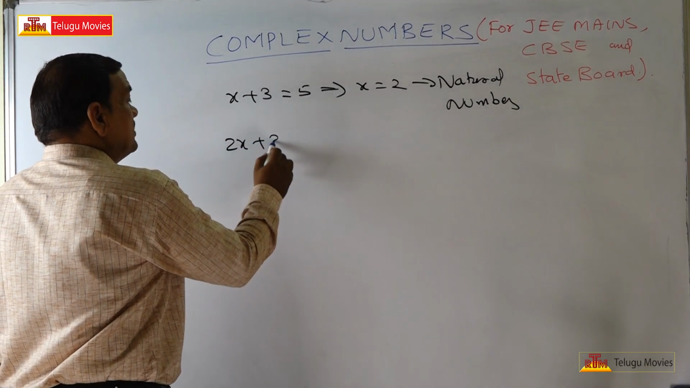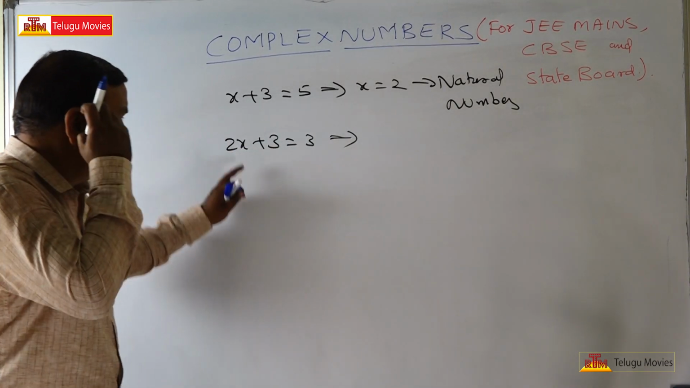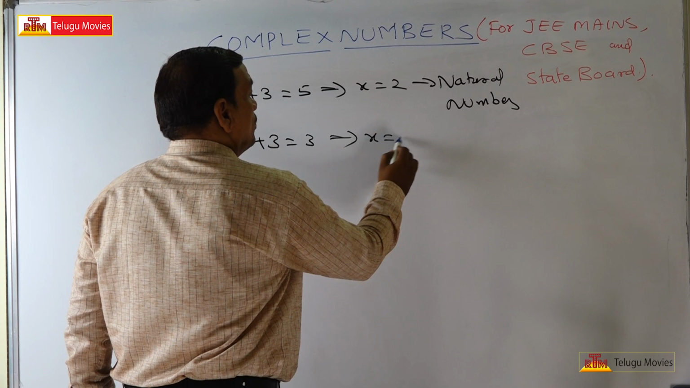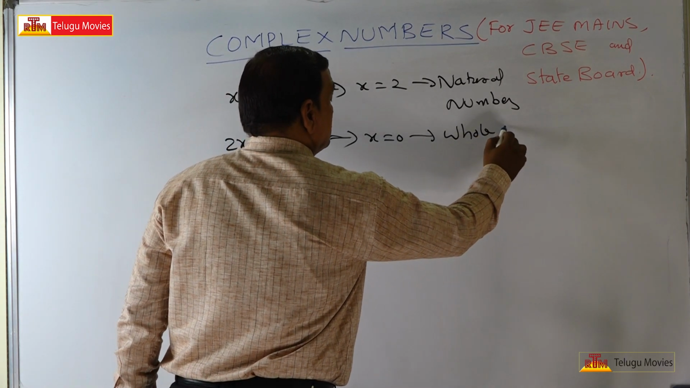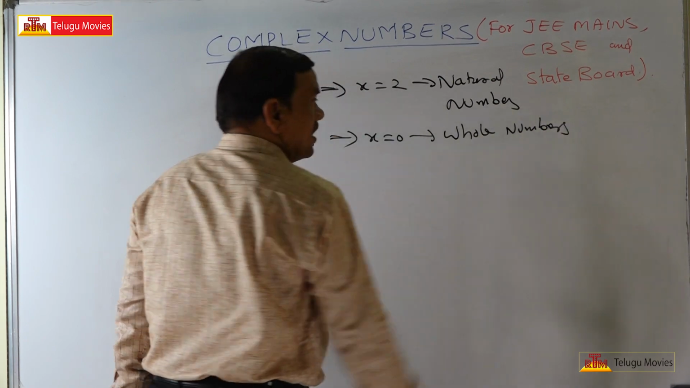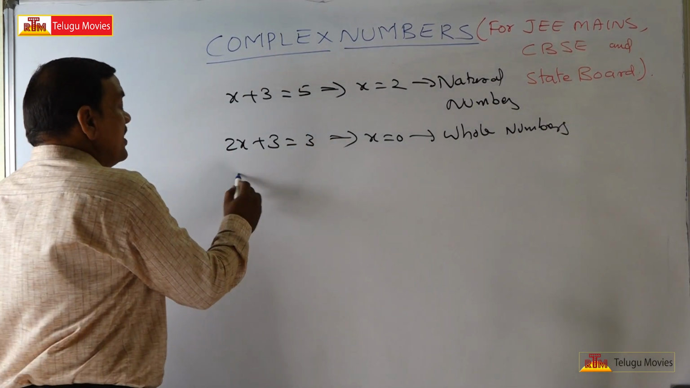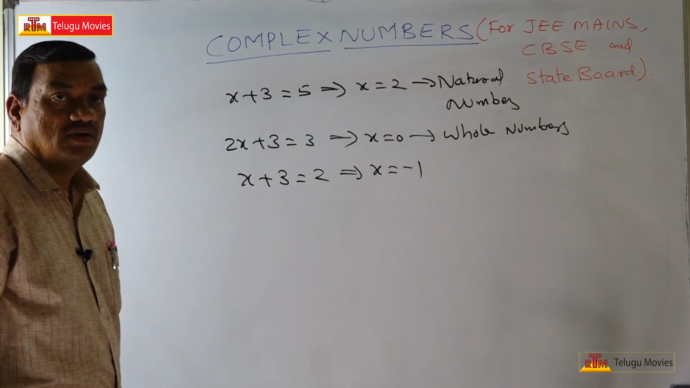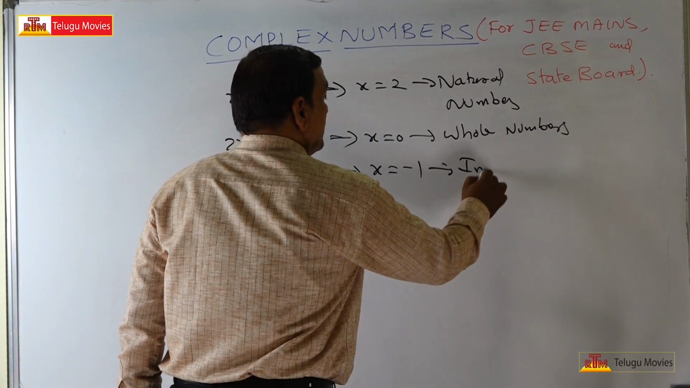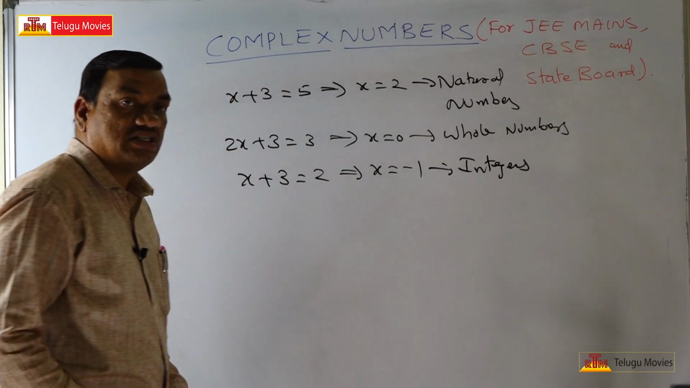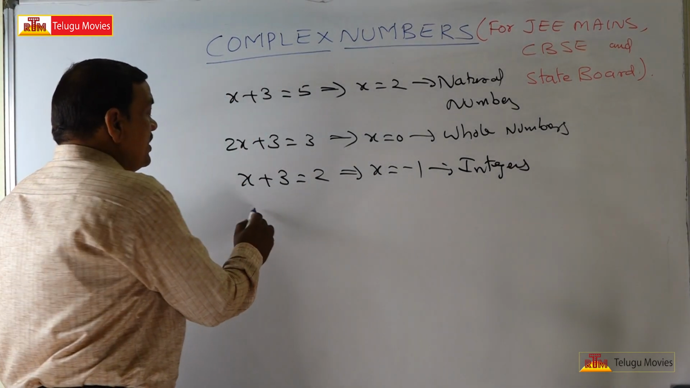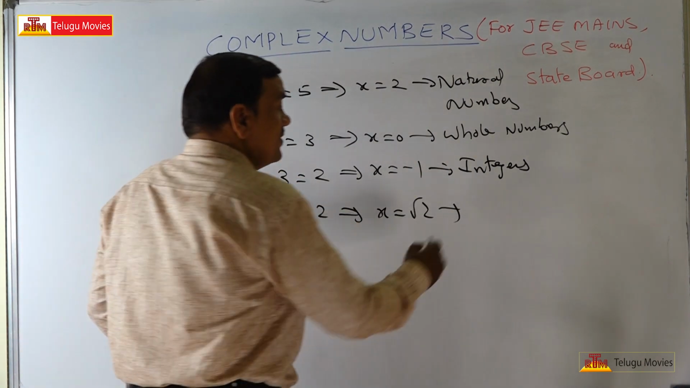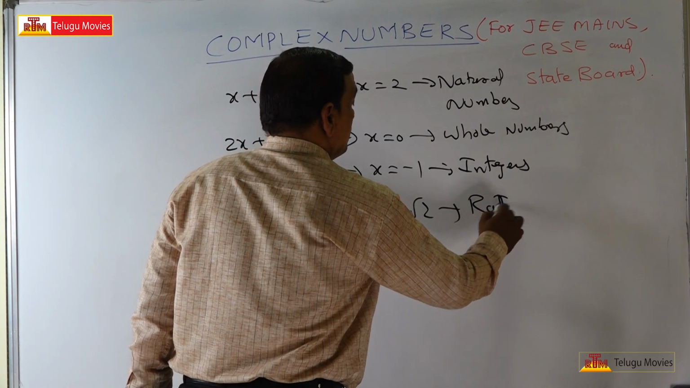For example, 2x plus 3 is equal to 3 is there. So then what do you have to substitute here to satisfy the given equation? So here x is equal to 0. So the solution will be available from the set of whole numbers. Okay, now. For example, if your equation is x plus 3 is equal to 2, as we know, x is equal to minus 1. So the solution we will get from the set of integers, negative integers and positive integers. For example, your equation is x squared is equal to 2, then x is equal to root 2. You can find the solution from the set of irrational numbers.